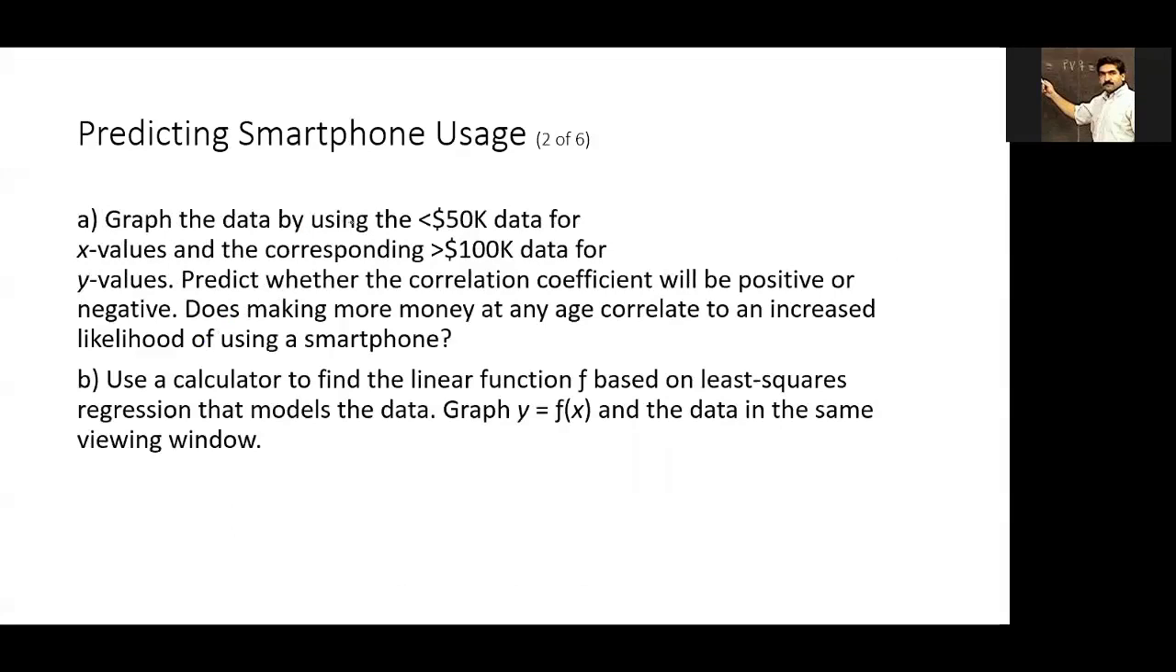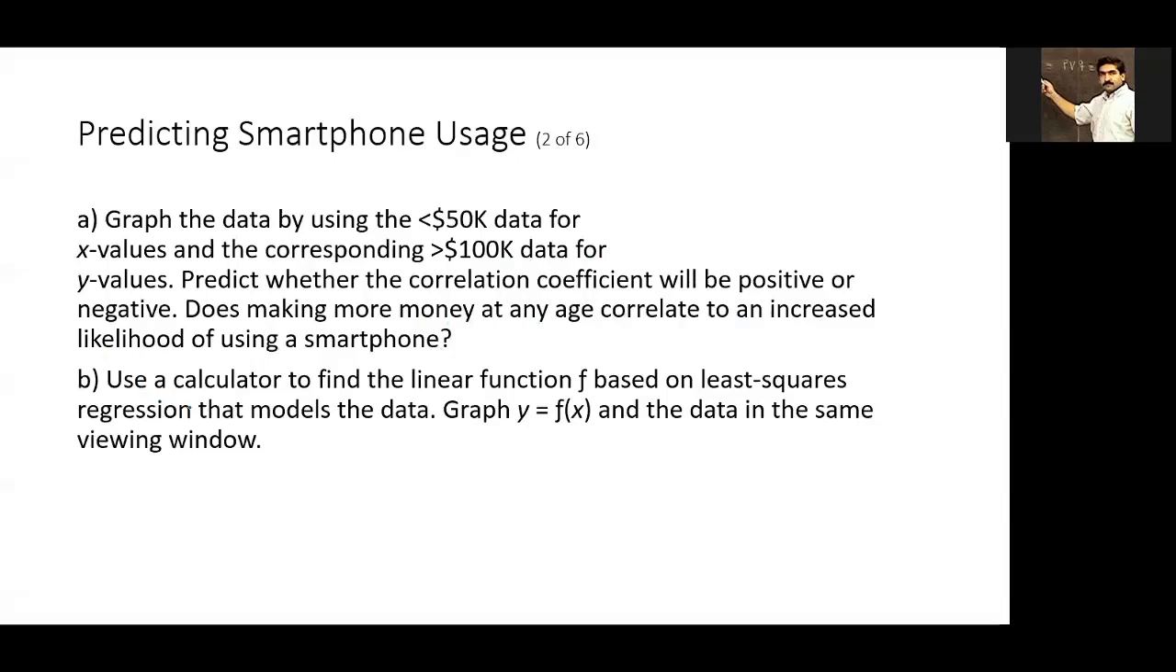So graph the data by using the income of more than $50,000 data for the X value and the corresponding greater than $100,000 data for the Y value. Predict whether the correlation coefficient will be positive or negative. Does making more money at any age correlate to an increased likelihood of using a smartphone?